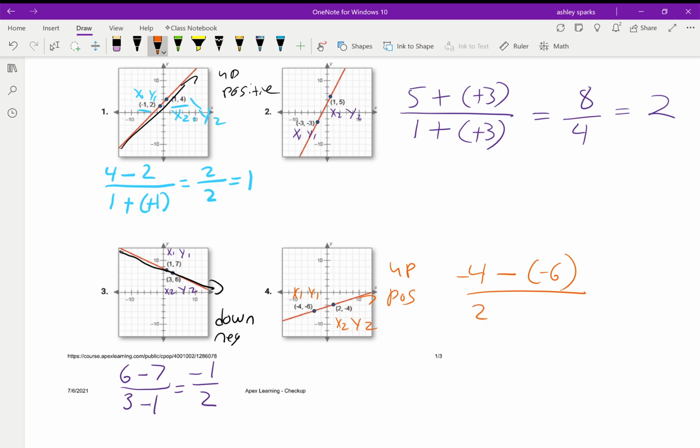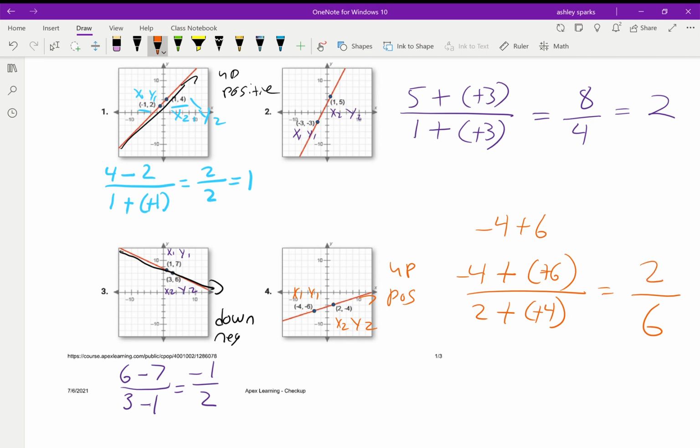x2 is 2 minus -4. So let's start simplifying. I'm going to start with the bottom, actually. So 2 negatives make a positive. I would end up with 6 on bottom here. And what's happening up here? This negative and this negative would make a positive. So I would get -4 plus 6, which would leave me with a 2.